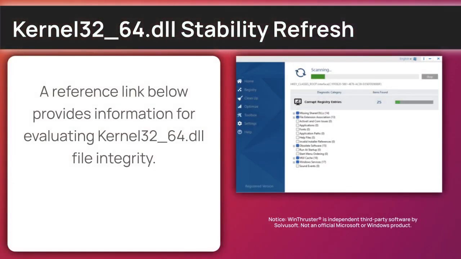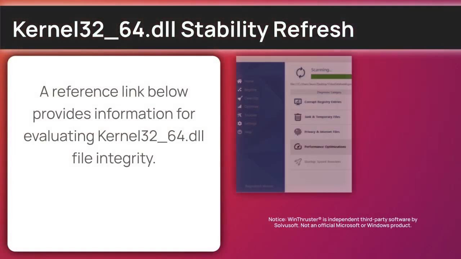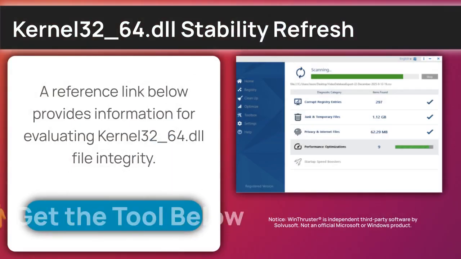Before we get started with Kernel32 module, you may want to try the diagnostic path below to ensure your system is properly synchronized.